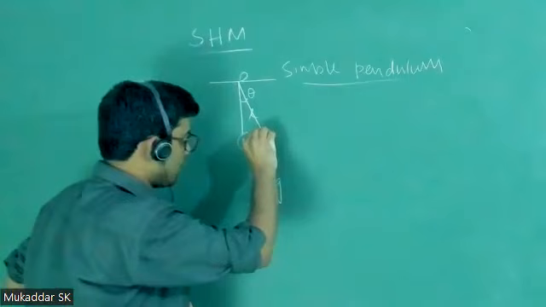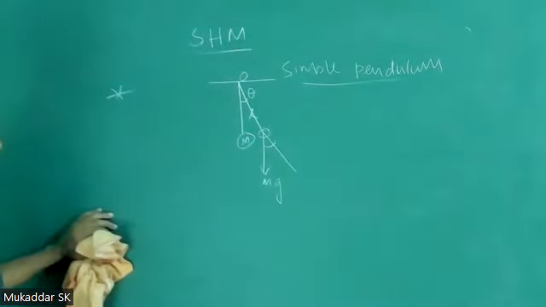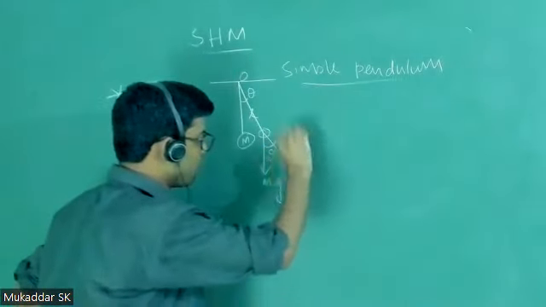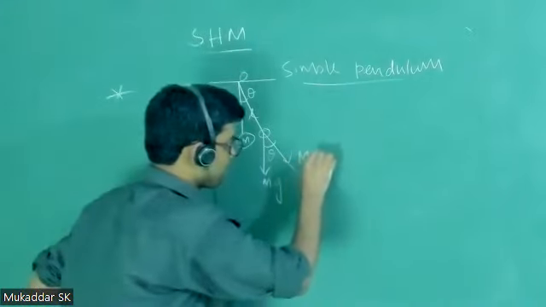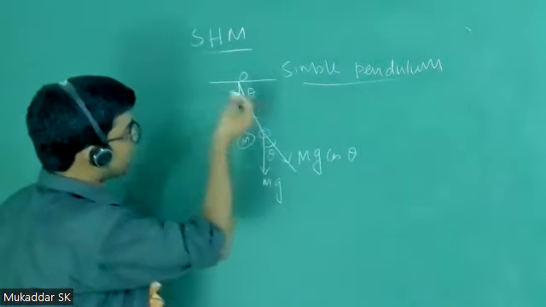So now if you extend this, the angle will be how much? Theta. So this component will be mg cos theta. Okay, so this is mg cos theta, balancing with what?